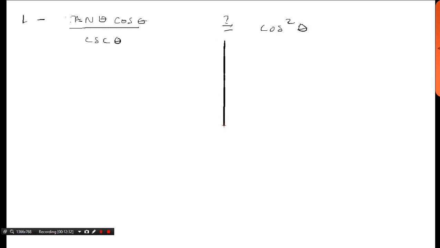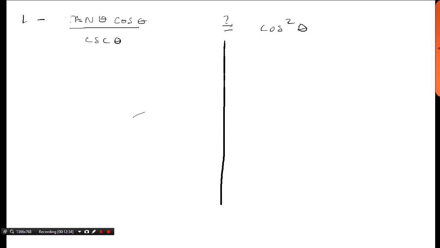Show that 1 minus tangent of theta, times cosine of theta over cosecant of theta, I want to show that this is equal to cosine squared theta. So if this is my paper, this is how you should draw it. Draw a line down the center and don't cross over.